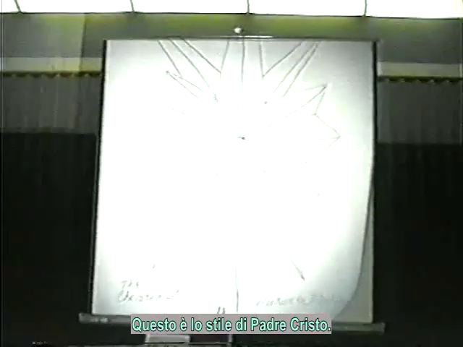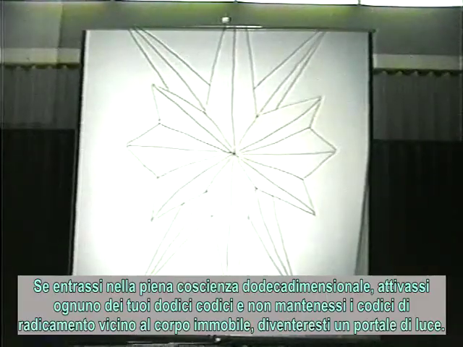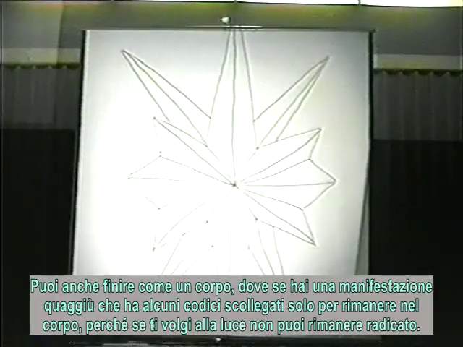Okay, this is called the Crescent Star. It's called the Mahanta Merkaba. This is a 12-dimensional Merkaba vehicle. If you went into full 12-dimensional consciousness, activated every one of your 12 codes and didn't hold the grounding codes there to stay in body, you would become a light form. It would be shaped something like that, but it would all be radiating out of the center point.